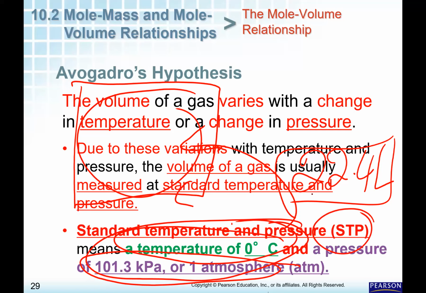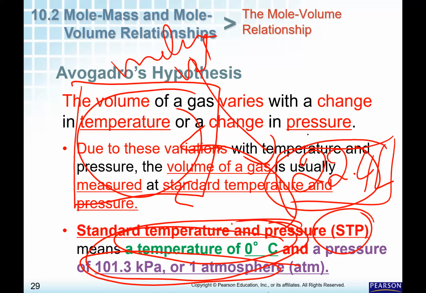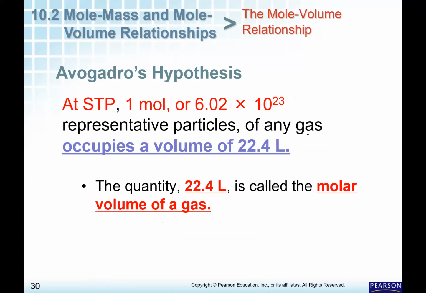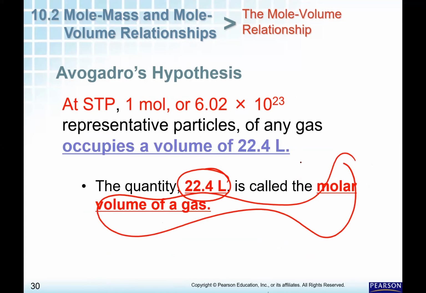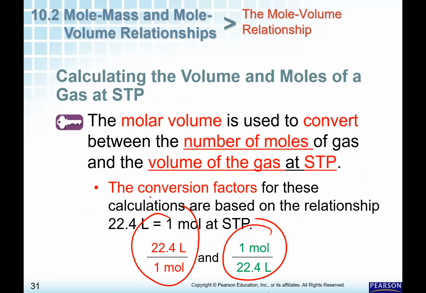So for gases, we have what we call a molar volume. This is the volume occupied by 1 mole of any gas at STP. From that we can generate a conversion factor. The quantity 22.4 is called the molar volume of a gas because any 1 mole of gas at STP will occupy the same volume, and that generates these two conversion factors. Again, we have the red and green ones: 22.4 per 1 mole and 1 mole per 22.4.